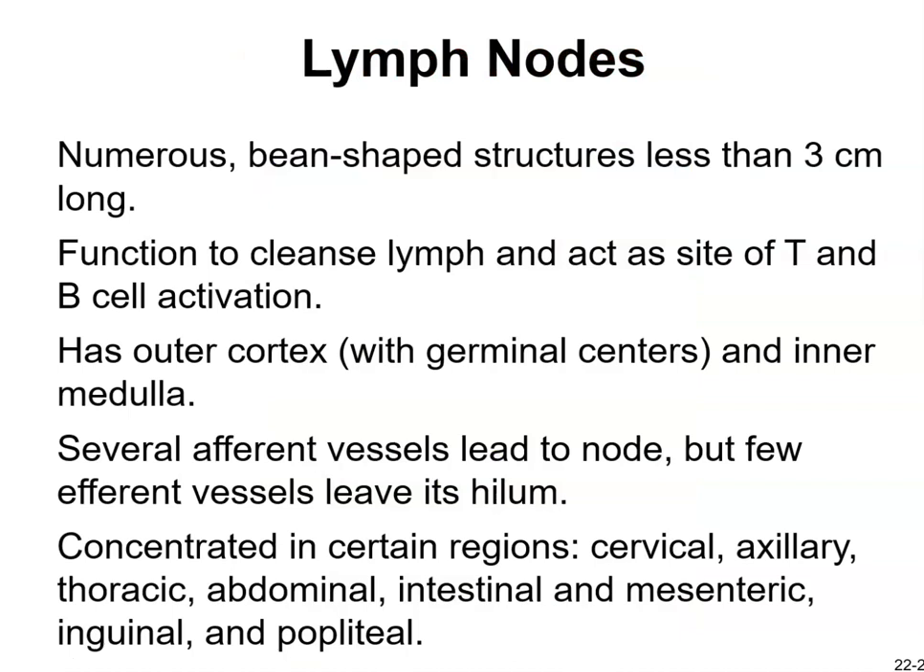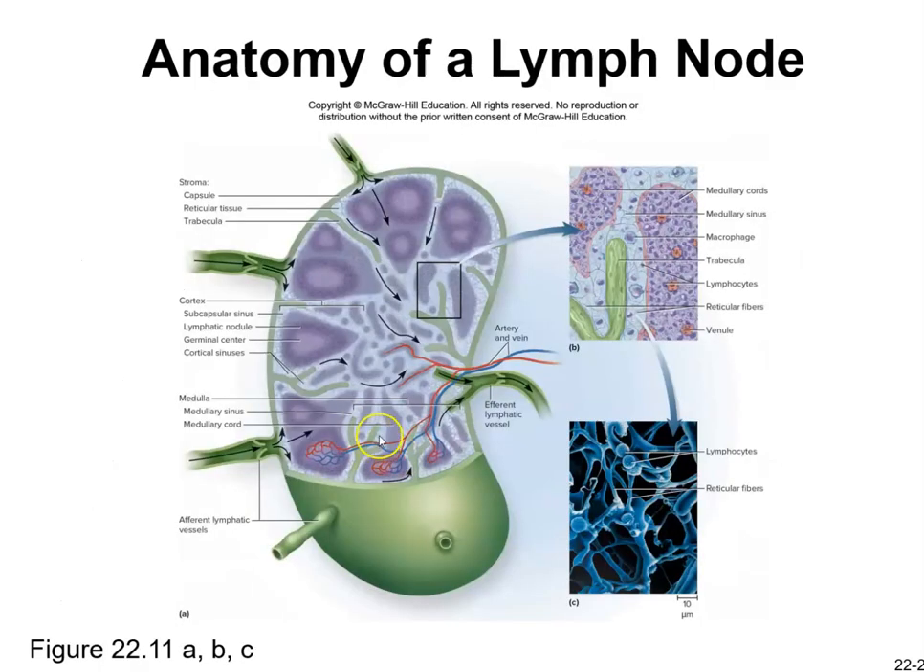Lymph nodes, you have a whole bunch, numerous bean-shaped structures less than 3 centimeters long that function to cleanse lymph and act as a site of T and B cell activation. They have an outer cortex with germinal centers and an inner medulla. Several afferent vessels lead to the node, but few efferent vessels leave its hilum. They are concentrated in certain regions, such as, again, we mentioned cervical, axillary, thoracic, abdominal, intestinal, mesenteric, inguinal, and the popliteal areas.